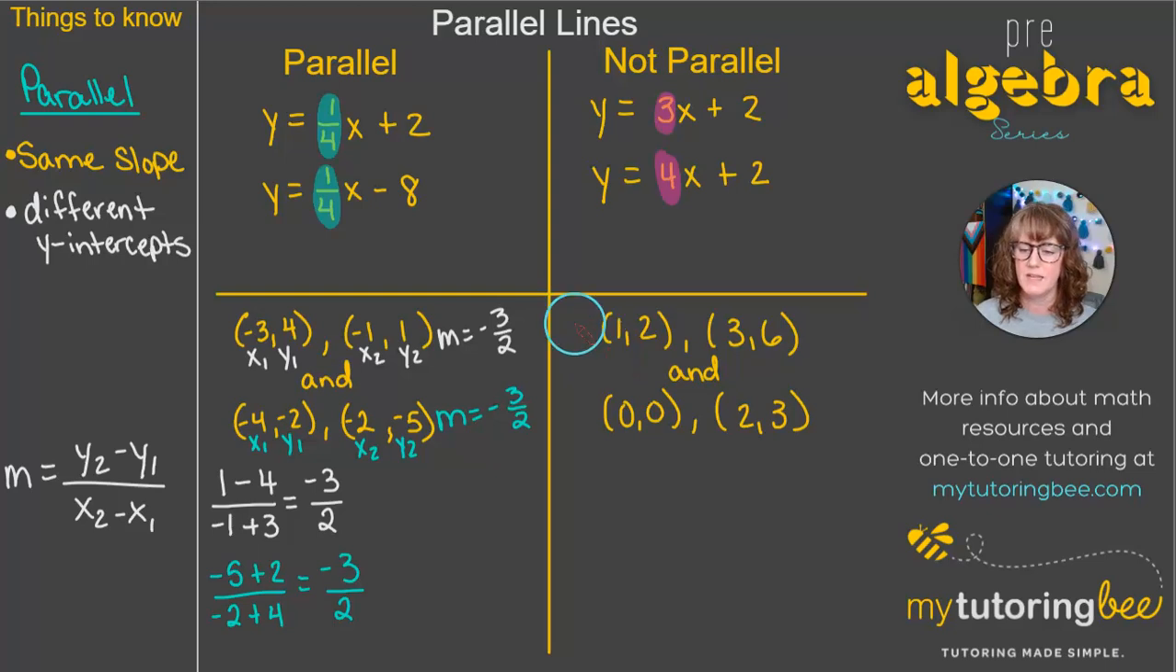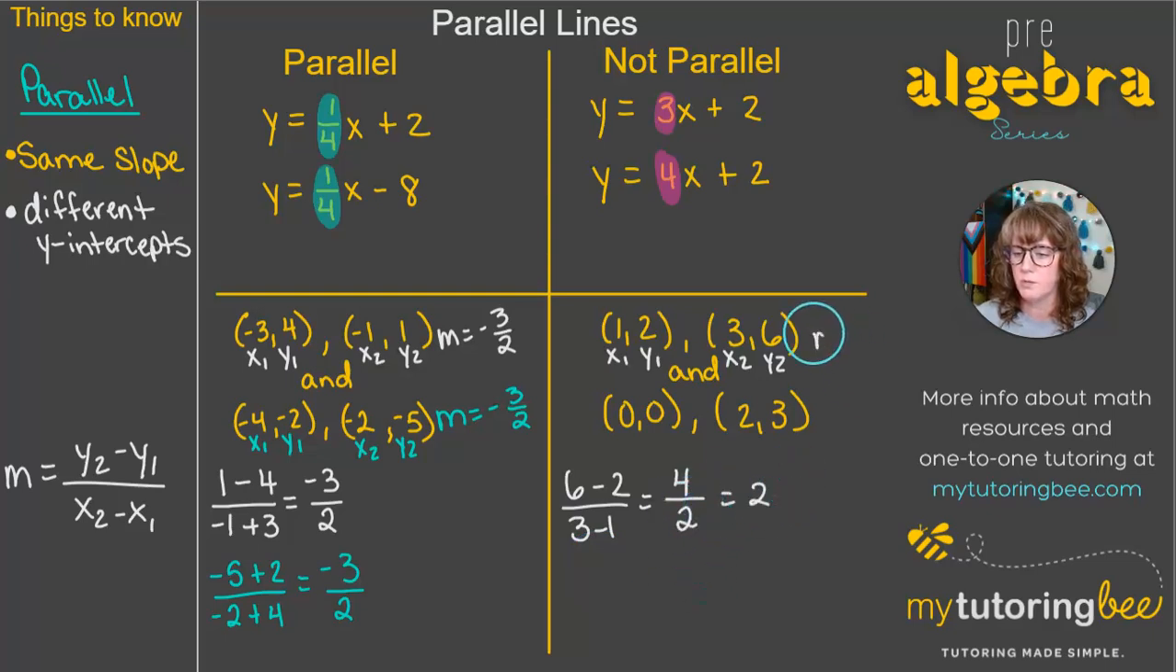Okay, we've got the same setup over here, so let's go ahead and label x1, y1, x2, y2, and figure out the slope for this first line. So 6 minus 2 over 3 minus 1. 6 minus 2 is 4. 3 minus 1 is 2. That reduces to 2. So our slope for this first line is 2.